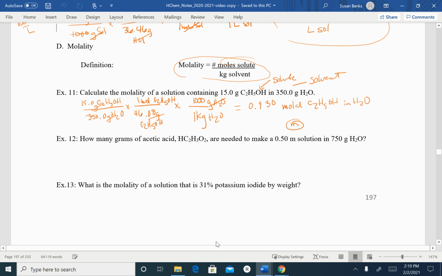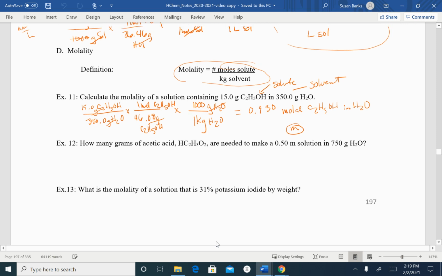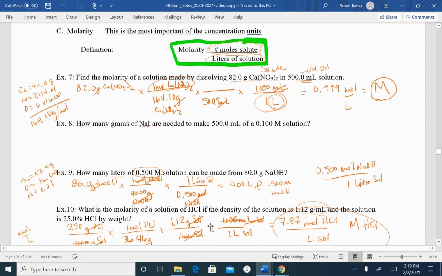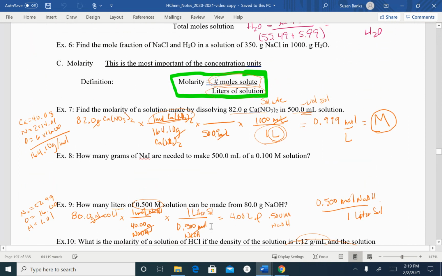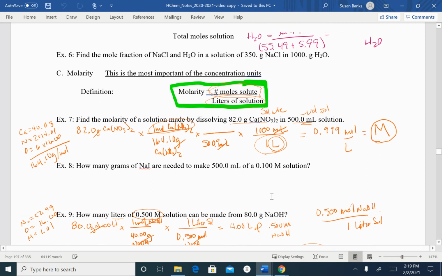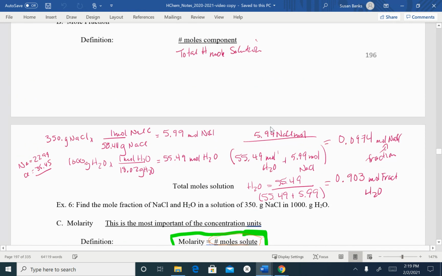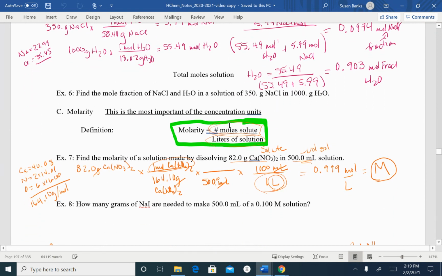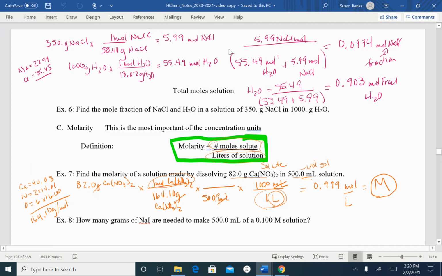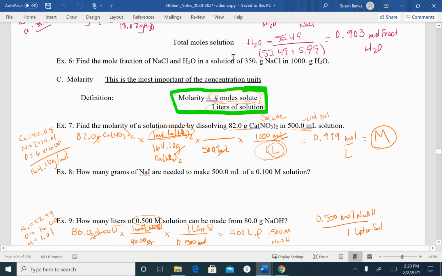All right, guys, we are going to learn more about molarity and molality and some dilutions today. So let's pick up in our notes where we left off last time. I did not do all the different examples for molality or molarity, so we're going to start off with our last example of molarity.